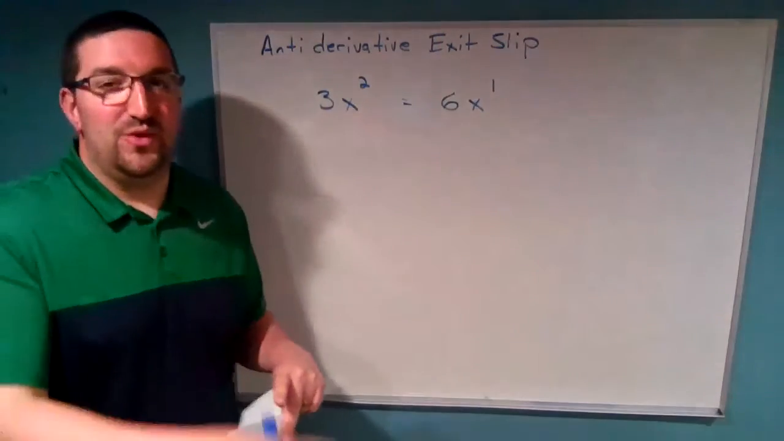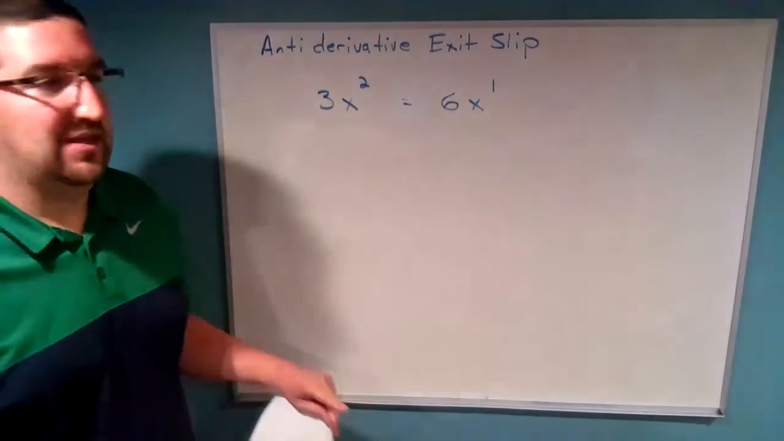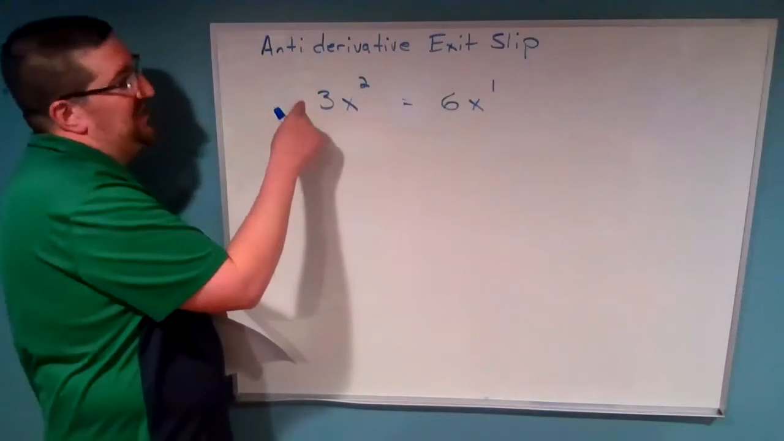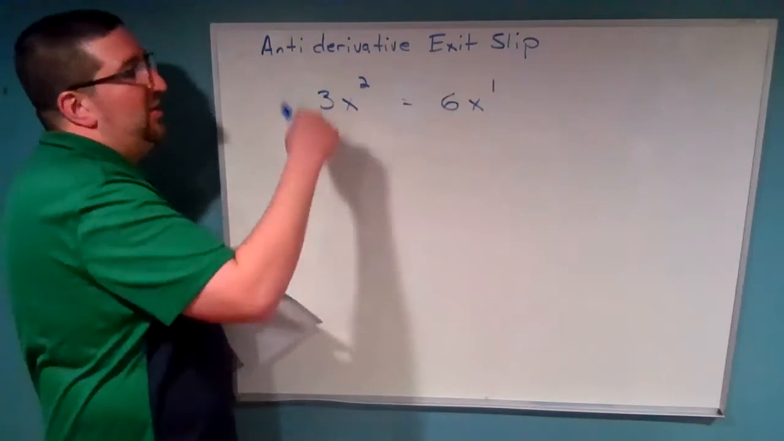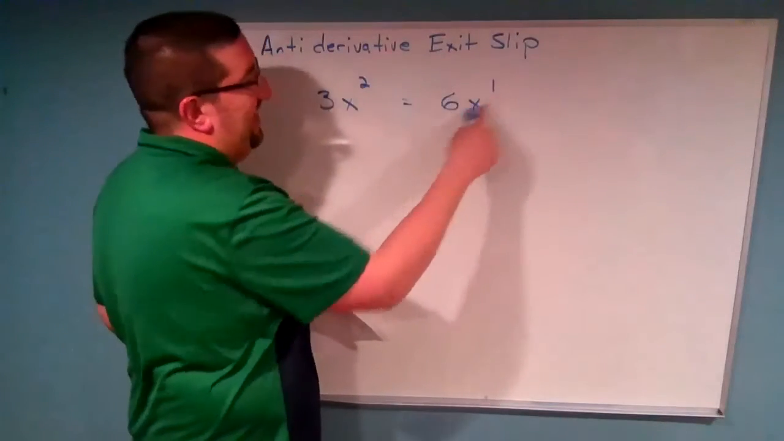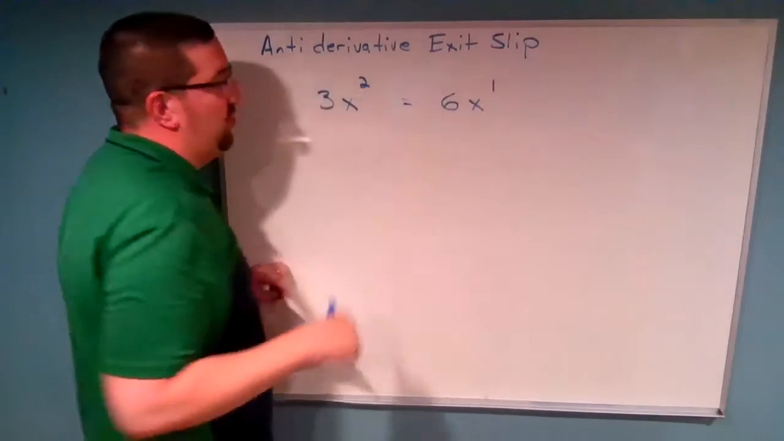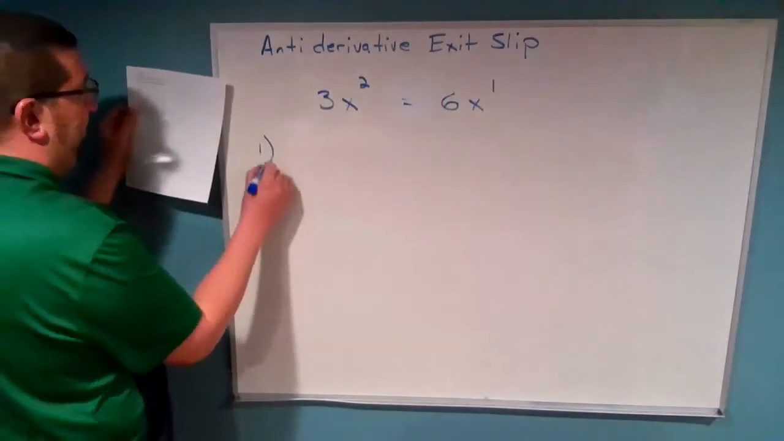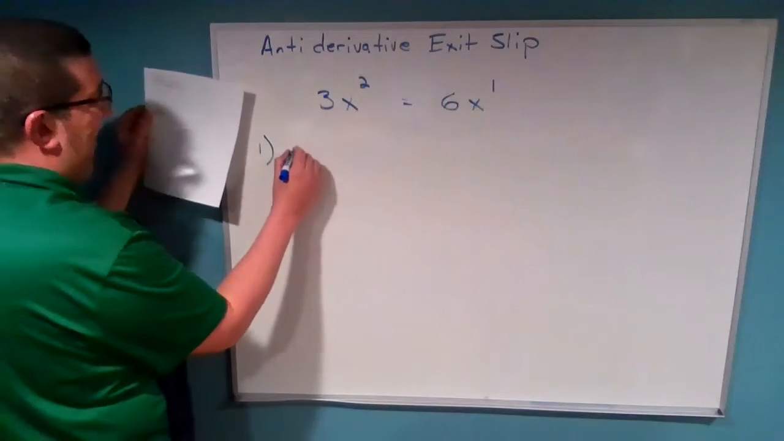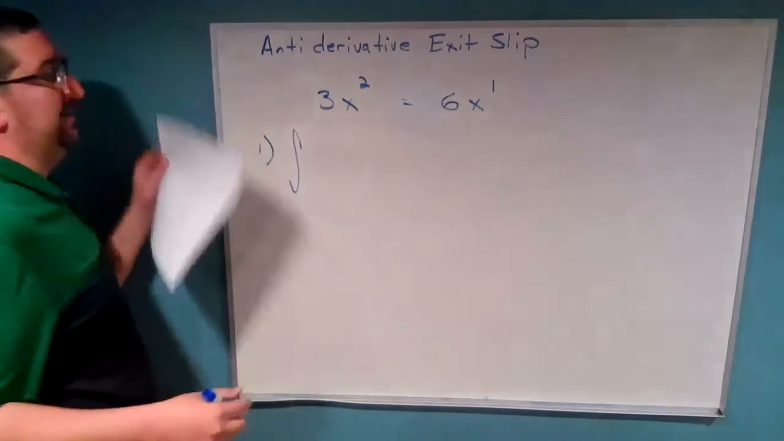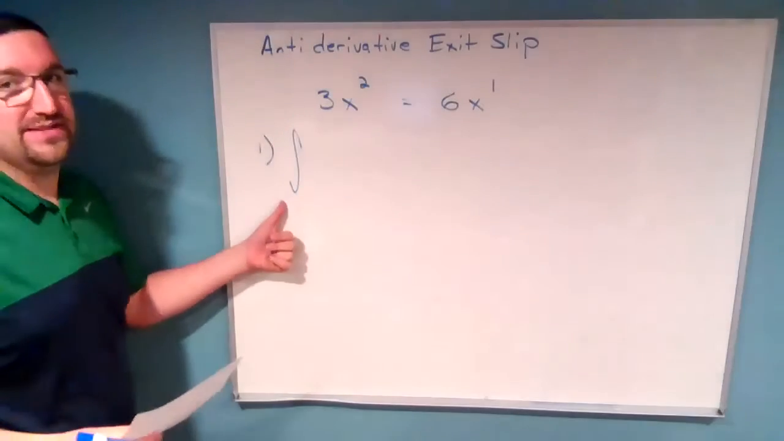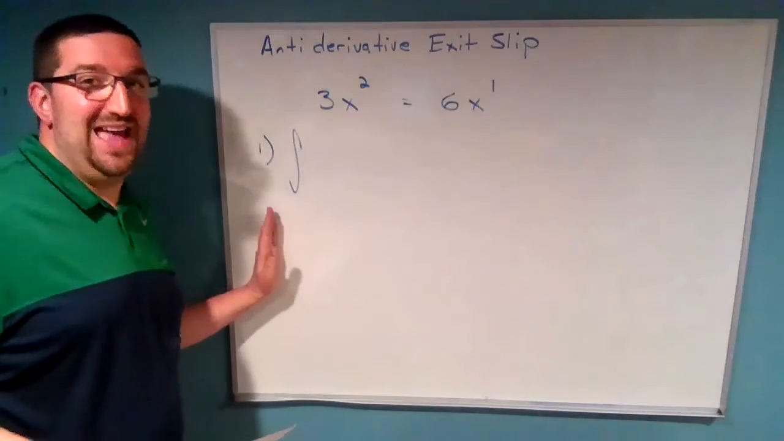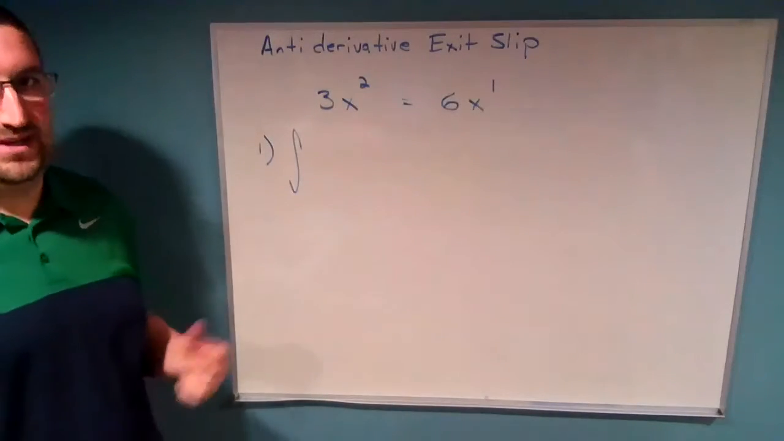The antiderivative, we are reversing those steps. So instead of multiplying the coefficient and then subtracting 1, we are going to be adding 1 and then dividing by the new exponent. So starting with number 1, we have this funky looking symbol here. This is an integral symbol. It means antiderivative. It's going to mean a lot of other things. We're going to be using this now until the end of the semester, end of the year.